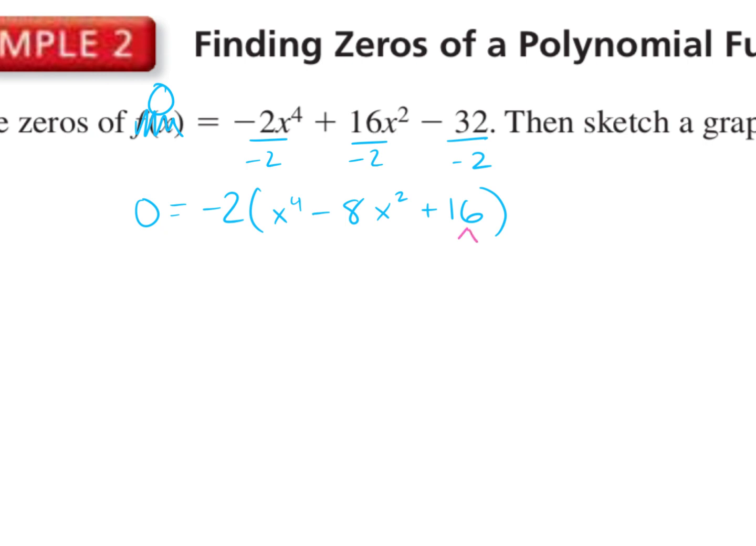I need 2 factors of 16 that add to -8, so -4, -4. So when I break that up, what goes into my parentheses? X squared minus 4 and x squared minus 4. And that -2 stays on the outside.